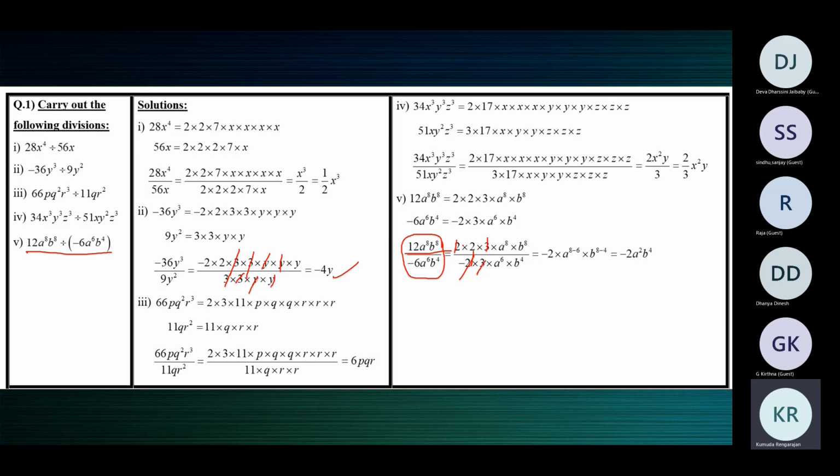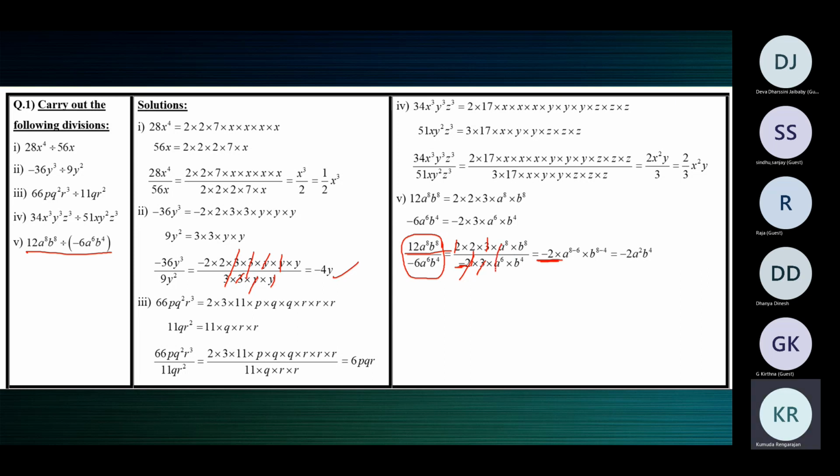So here after writing this, 2 and 3 will get cancelled. So you're left with 2 here, and minus 2, because there's a minus sign in the denominator, no? So I fixed it in the numerator. There's a minus sign here in the denominator, so minus 2.